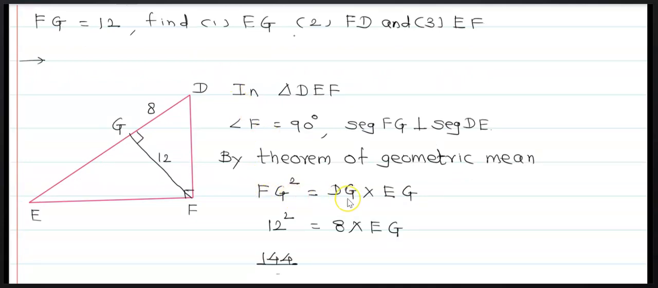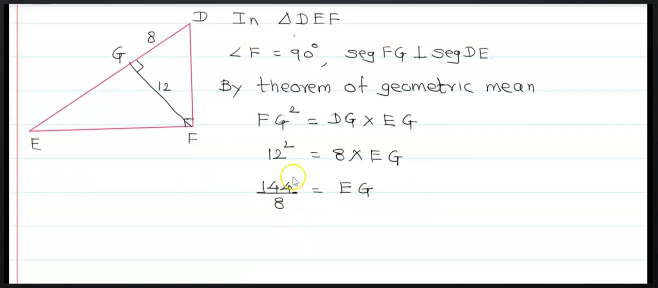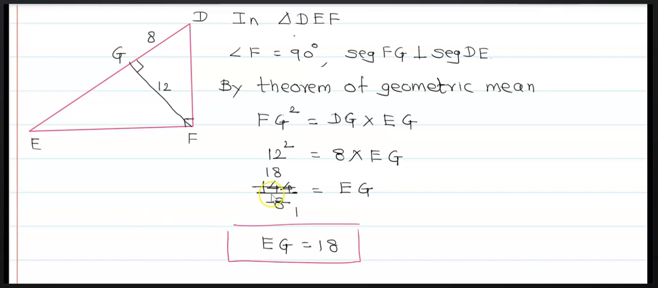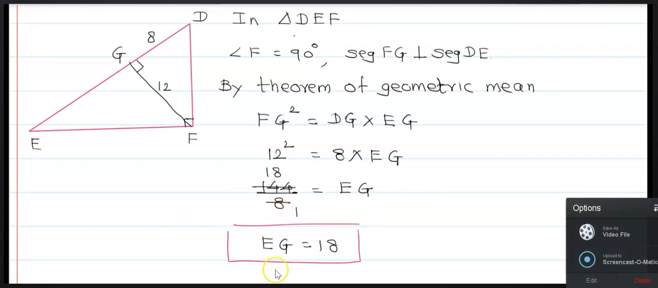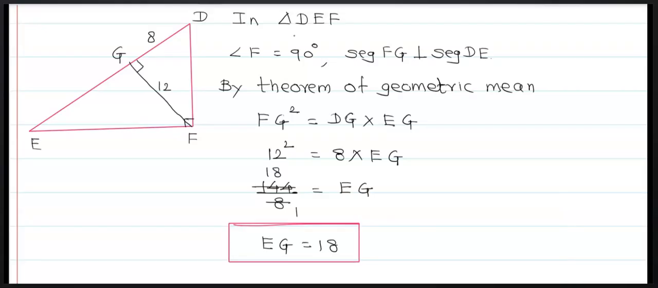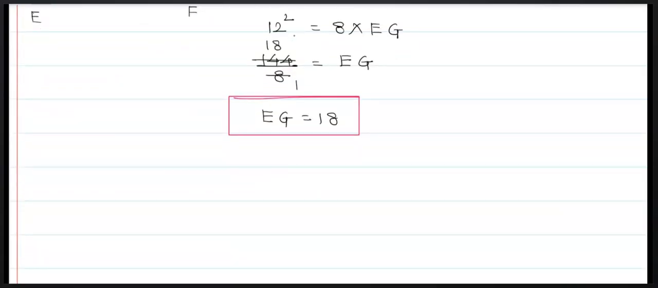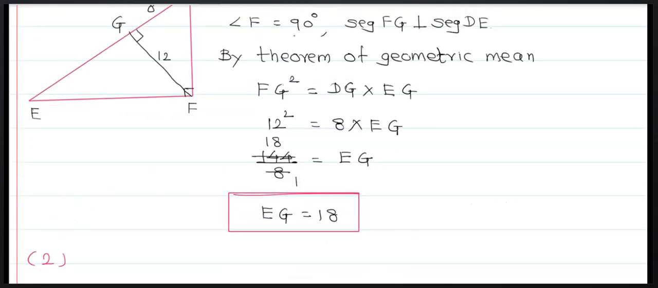Therefore, FG square is equal to DG into EG. 12 square is equal to 8 into EG. That is 144 upon 8 is equal to EG. Therefore, EG is equal to 18. This is the first part. Now, next is second.